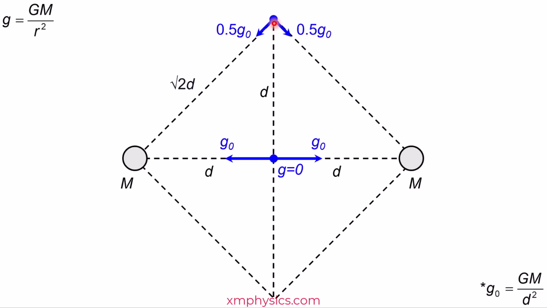So what is the resultant field strength here? You've got to do a vector summation, yeah? So you've got to do that parallelogram thing here. So it turns out the net field is actually along this direction, and it has a magnitude of about 0.7 g0. Again, you can get the 0.7 by doing your Pythagoras.